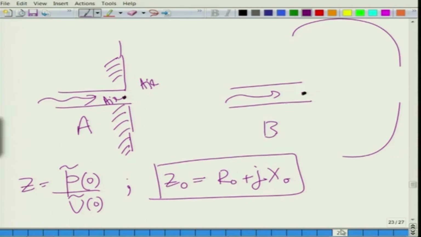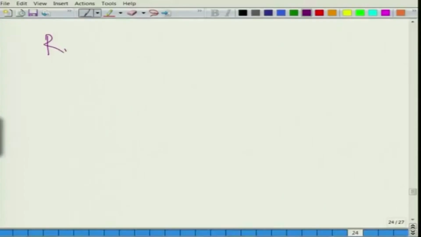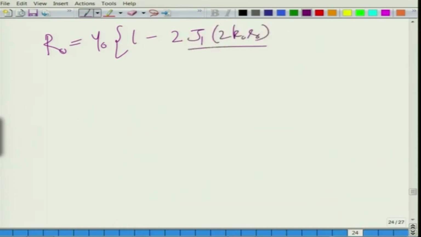So, for the case of termination which has an infinite flange, basically a baffled termination like this one, I would say this as baffled. So, here you have only a baffled plate, only the hemispherical space available, not the full spherical space. For such a case, R naught is given by Y naught times 1 minus 2 times J 1 of 2 K naught R naught, divided by 2 K naught R naught.